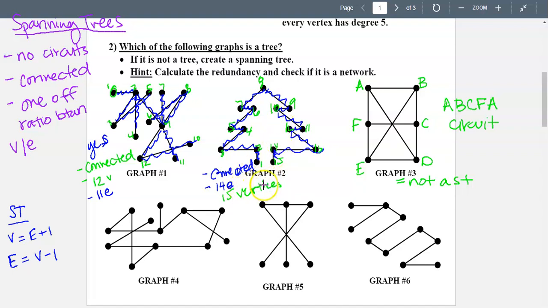So you'll see again here that your edges are equal to your vertices minus 1. So if you think about it, here in graph number 1, you had one more vertice than you had edge, and here in graph number 2, you have one more vertice than you have edge. So yes, this is a spanning tree. It is a connected graph. It does not have a circuit, and it does follow the one-off edge to vertice ratio.